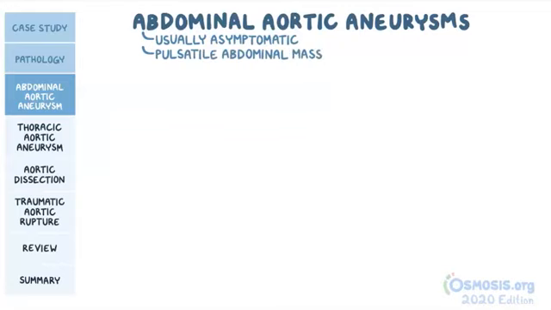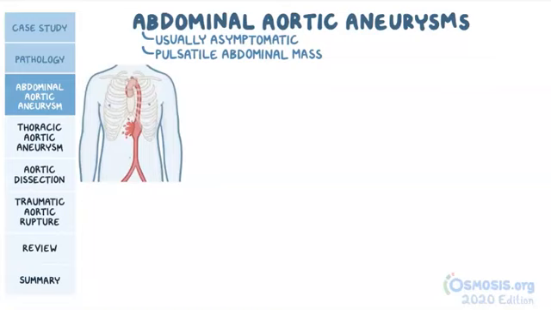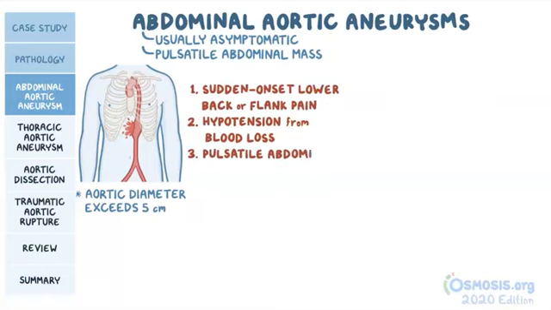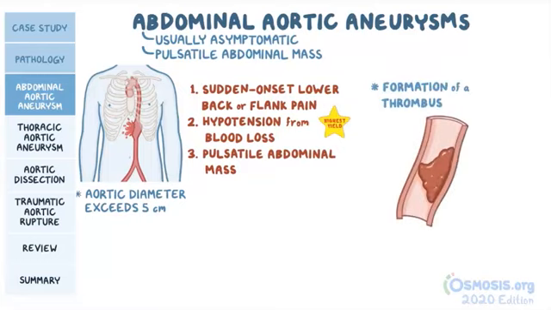The most worrisome complication of AAA is rupture, which is more likely to occur when the aortic diameter exceeds 5 centimeters. It presents with a triad of sudden onset lower back or flank pain, hypotension from blood loss, and a pulsatile abdominal mass. Your exams will often not give you all 3, because in real life it's rare for the entire triad to appear. Other complications include formation of a thrombus, which could embolize to distal sites like the limbs or the renal arteries.